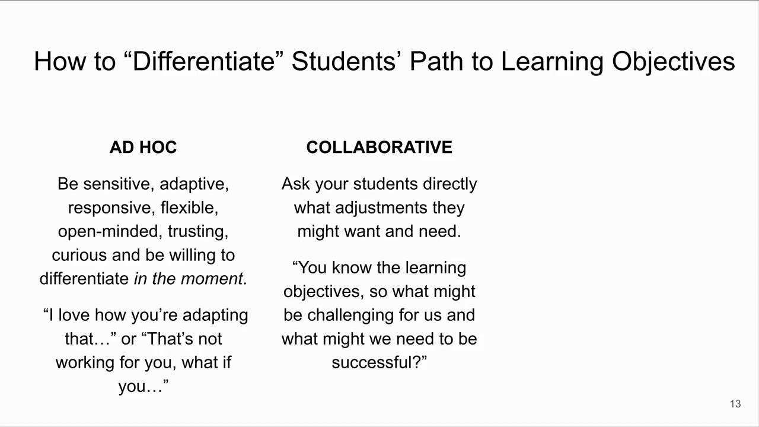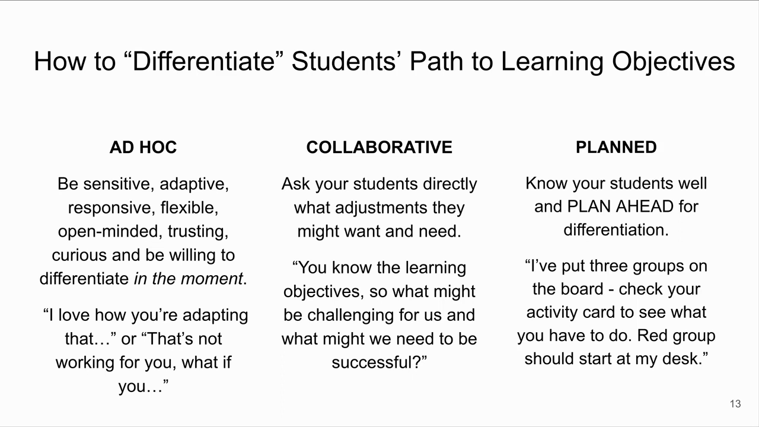Then, of course, you can do some collaborative differentiation. And I'm really biased towards this one. I think this one is really, really super feasible and really productive. You can ask your students directly what adjustments they think they might want and need. You can do this after you teach your lesson. You can say, you know exactly what the learning objectives are. So, what might be challenging for all of us in this, and what kinds of strategies, changes, what kinds of accommodations might we want to use to be more successful? And then you can write up a big list all together as a big group.